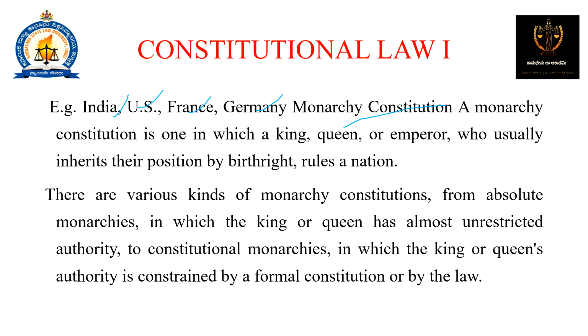Monarchy constitution: a monarchy constitution is one in which a king, queen, or emperor, who usually inherits their position by birthright, rules a nation. There are various kinds of monarchy constitution: absolute monarchy, in which the king or queen has almost unrestricted authority; and constitutional monarchies, in which the king or queen's authority is constrained by a formal constitution or by the law.